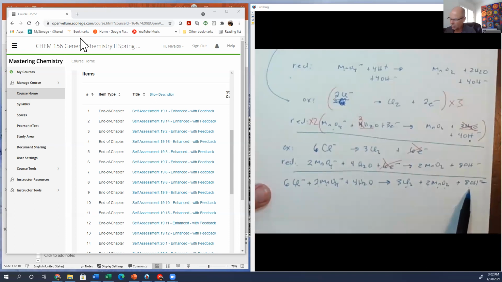We should also check charge. I got 6 minus and 2 minus is 8 minus on that side. And I have 8 minus on that side. So it all checks out. It's all balanced.